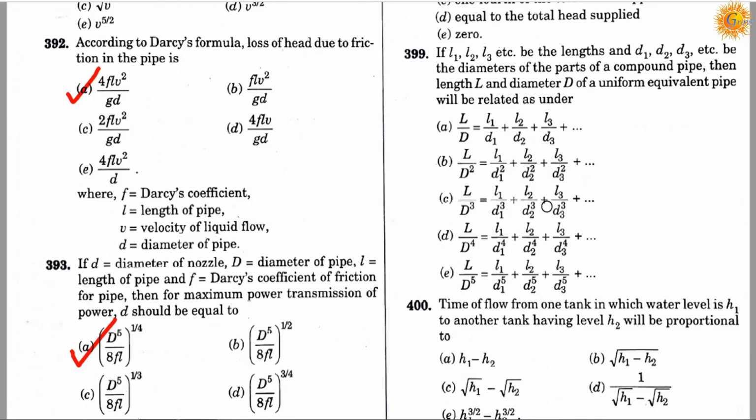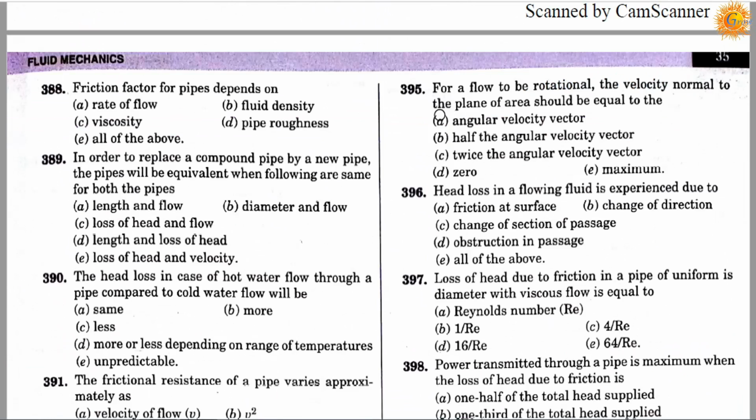Question number 395. For a flow to be rotational, the velocity normal to the plane of area should be equal to: option A, angular velocity vector; option B, half the angular velocity vector; option C, twice the angular velocity vector; option D, 0; and option E, maximum. Correct answer is C. It will be twice the angular velocity vector.